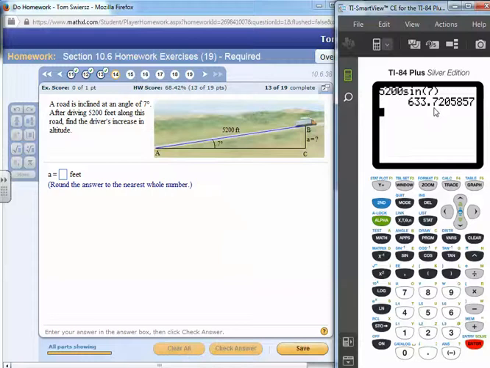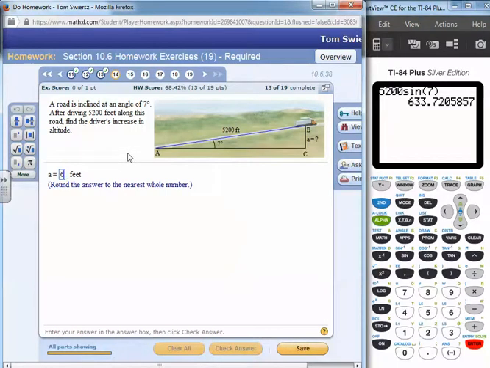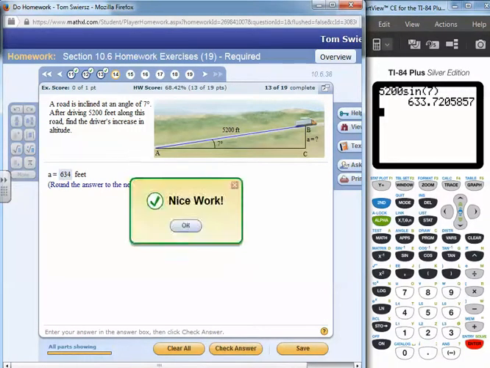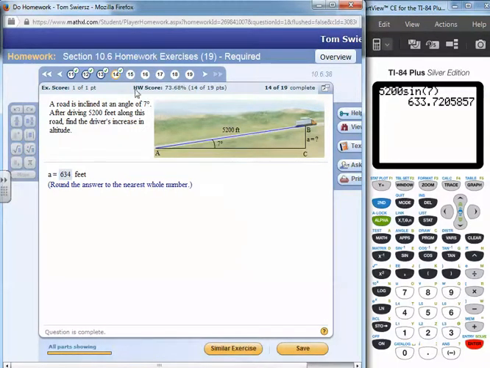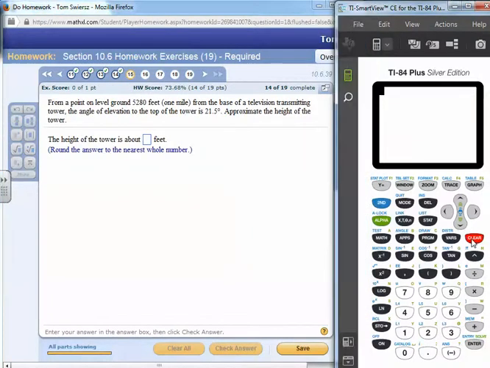So the vertical change to the nearest whole number is 633.7, which means we would add 1 to the ones digit, so we would end up with 633 plus 1, which of course is 634, rounded to the nearest whole number. All right, very good. Let's look at number 15.